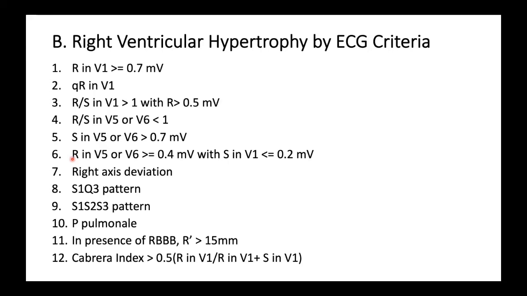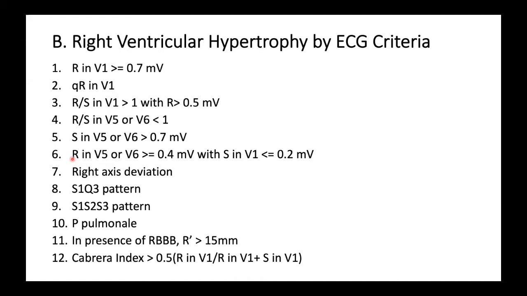Many people talk about S1Q3T3. S1Q3T3, which we see in 10% of patients with pulmonary embolism, is actually a feature of RVH and not a feature of pulmonary embolism as such. Next is S1, S2, S3: in all the limb leads and V1, 2, 3, if all have an S pattern, then it is suggestive of right ventricular hypertrophy. Then there are indirect measures like P pulmonale, that is, more than 2.5 mm in lead 2 and more than 1.5 mm in lead V1. So P pulmonale indirectly suggests right ventricular hypertrophy.